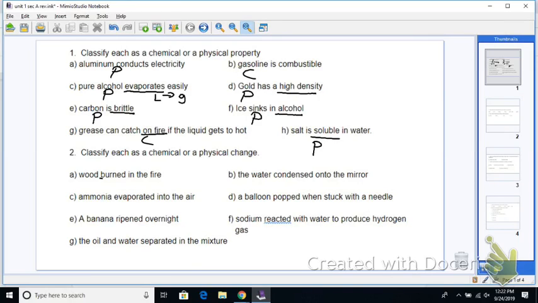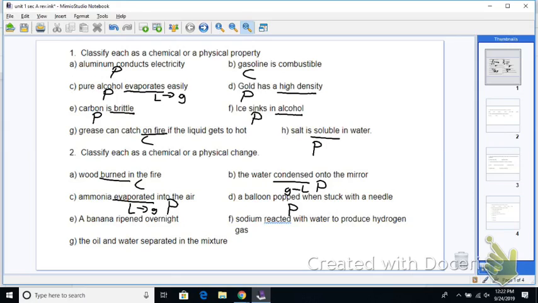Wood burned, chemical. Water condensed, that means it's going from a gas to a liquid. So that would be physical. Ammonia evaporated, which means it's going from a liquid to a gas. So that's physical. Balloon popped, it's just separating the gas from the balloon. So that's just a separation process, that's physical.